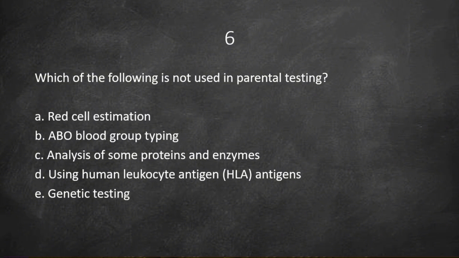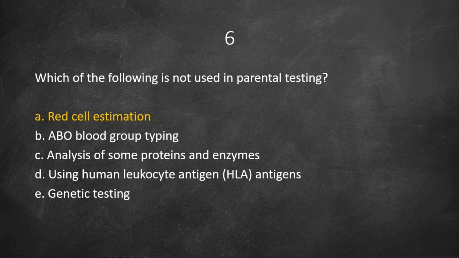Question 6. It says, which of the following is not used in parental testing? A, red cell estimation. B, ABO blood group typing. C, analysis of some proteins and enzymes. And then D, using human leukocyte antigen, that's HLA. Then genetic testing. So basically, more like a paternity test. It's asking which of the following is not used. So the answer here is red cell estimation.